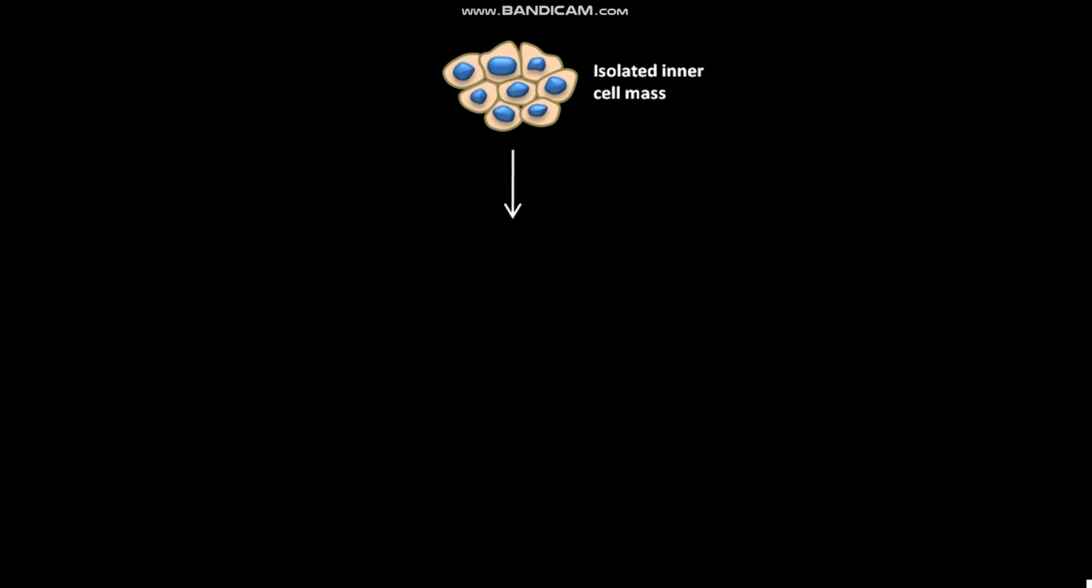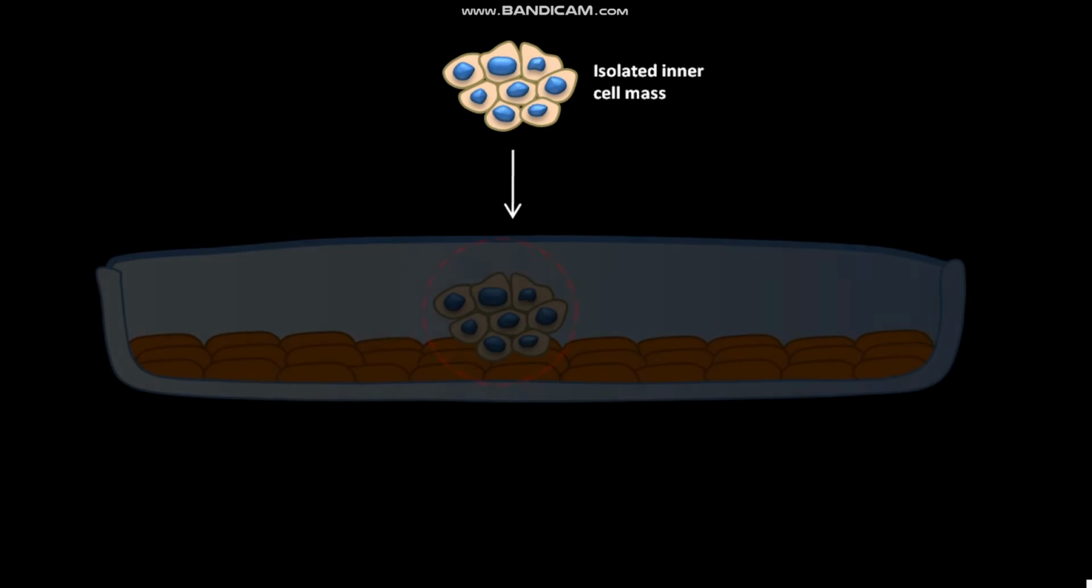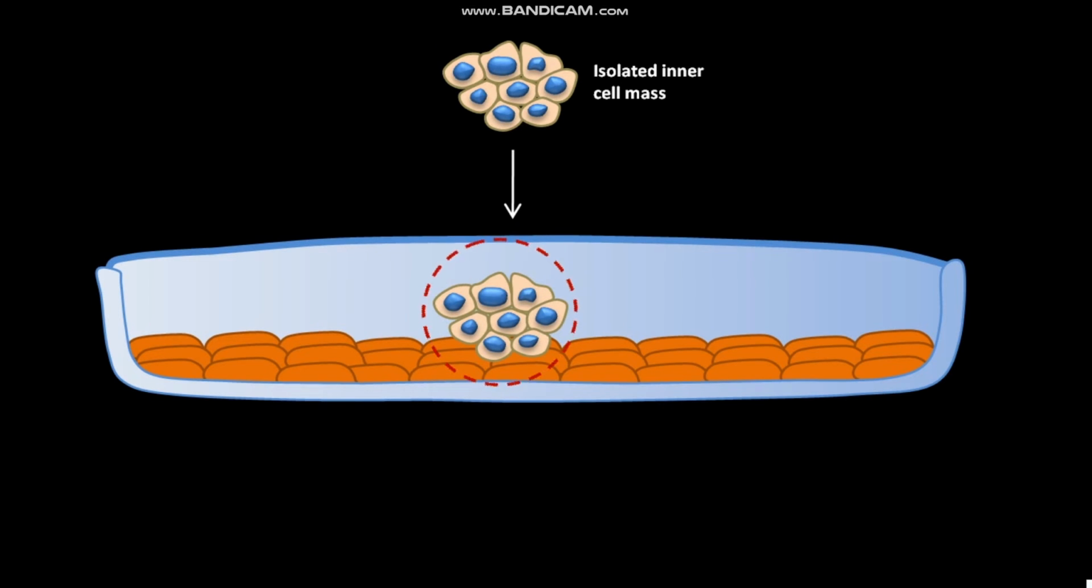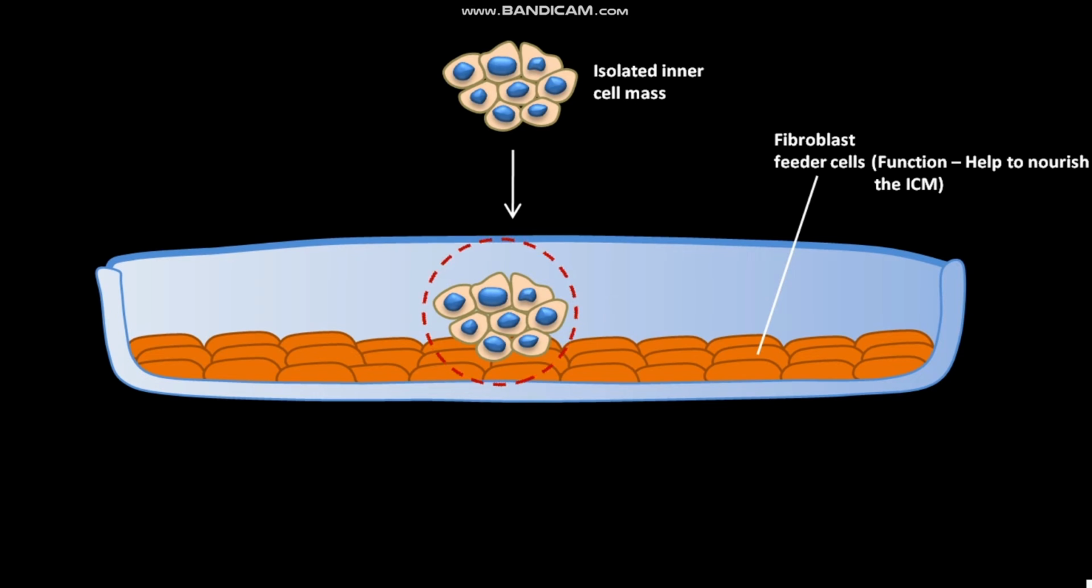In the next step, the isolated inner cell mass is plated onto a layer of fibroblast feeder cells. These fibroblast feeder cells help to nourish the inner cell mass. In the next step, the cells from the inner cell mass are dissociated. These are the dissociated cells from the ICM.